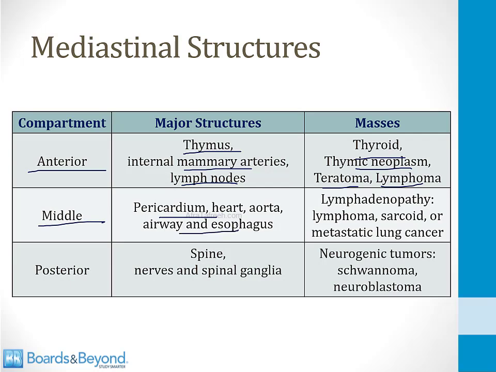In the middle compartment, that's where you find the heart, the pericardium, the great vessels, the airway, the esophagus. Masses here are usually enlarged lymph nodes that can be from lymphoma or sarcoidosis. It's also a classic location for lymph nodes of metastatic lung cancer. And then finally, the posterior compartment contains the spine and the spinal cord and nerves. So masses back in this section are usually neurogenic tumors, things like schwannomas and neuroblastomas.